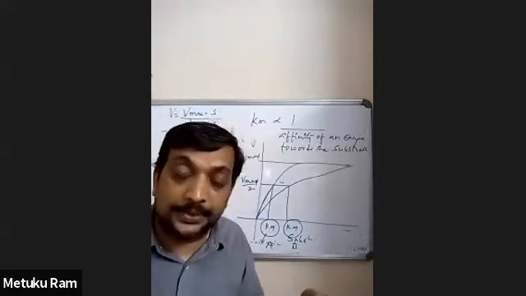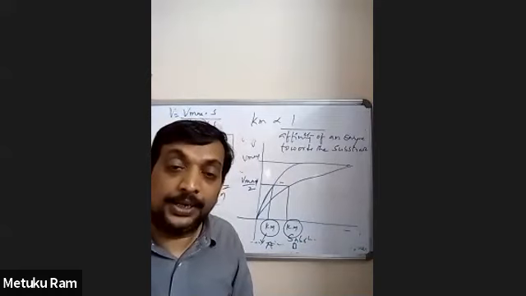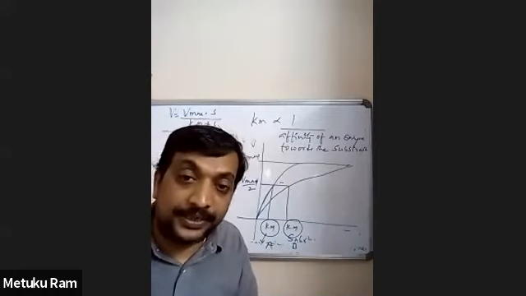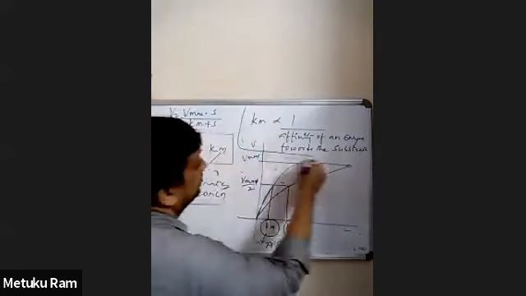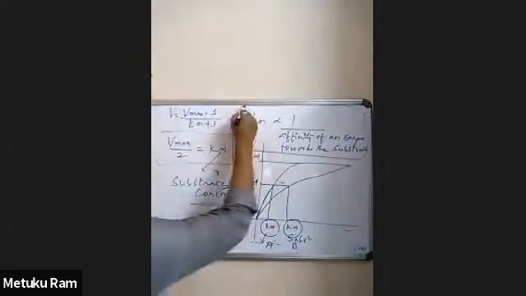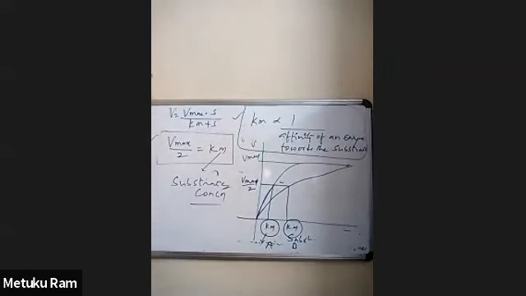Higher the Km, lower the affinity of an enzyme towards the substrate. Lower the Km, higher the affinity. Please make a note here. Copy this equation. It is very important from an examination point of view. Please copy this.